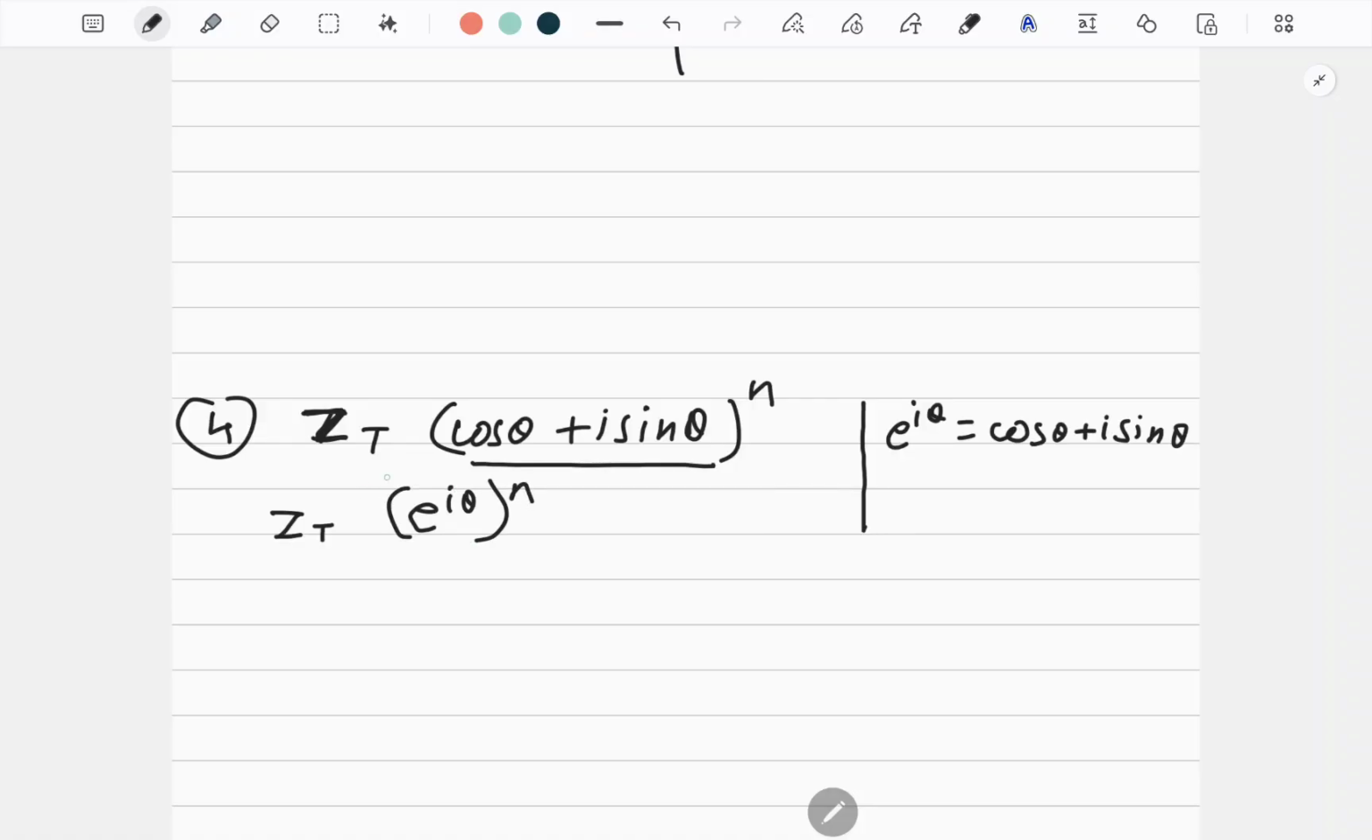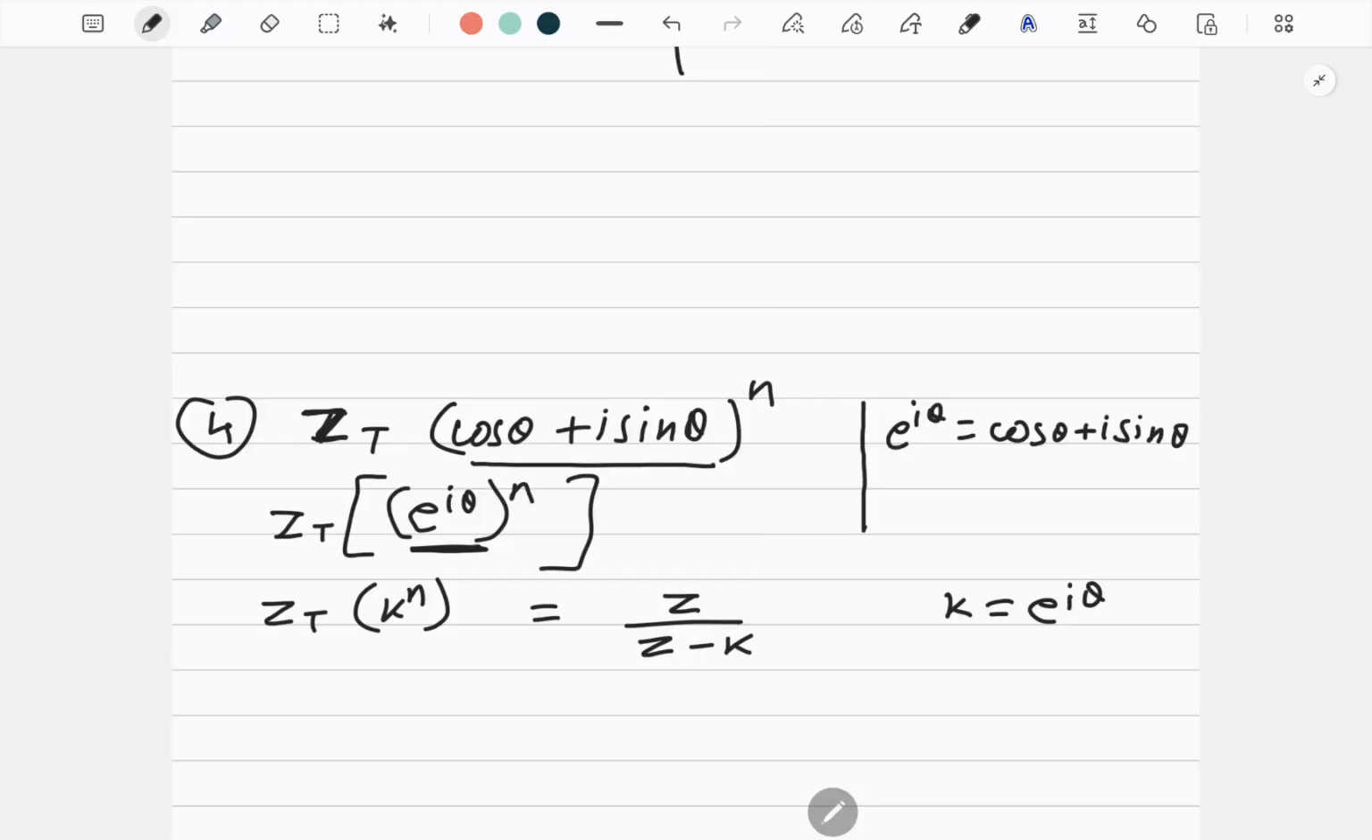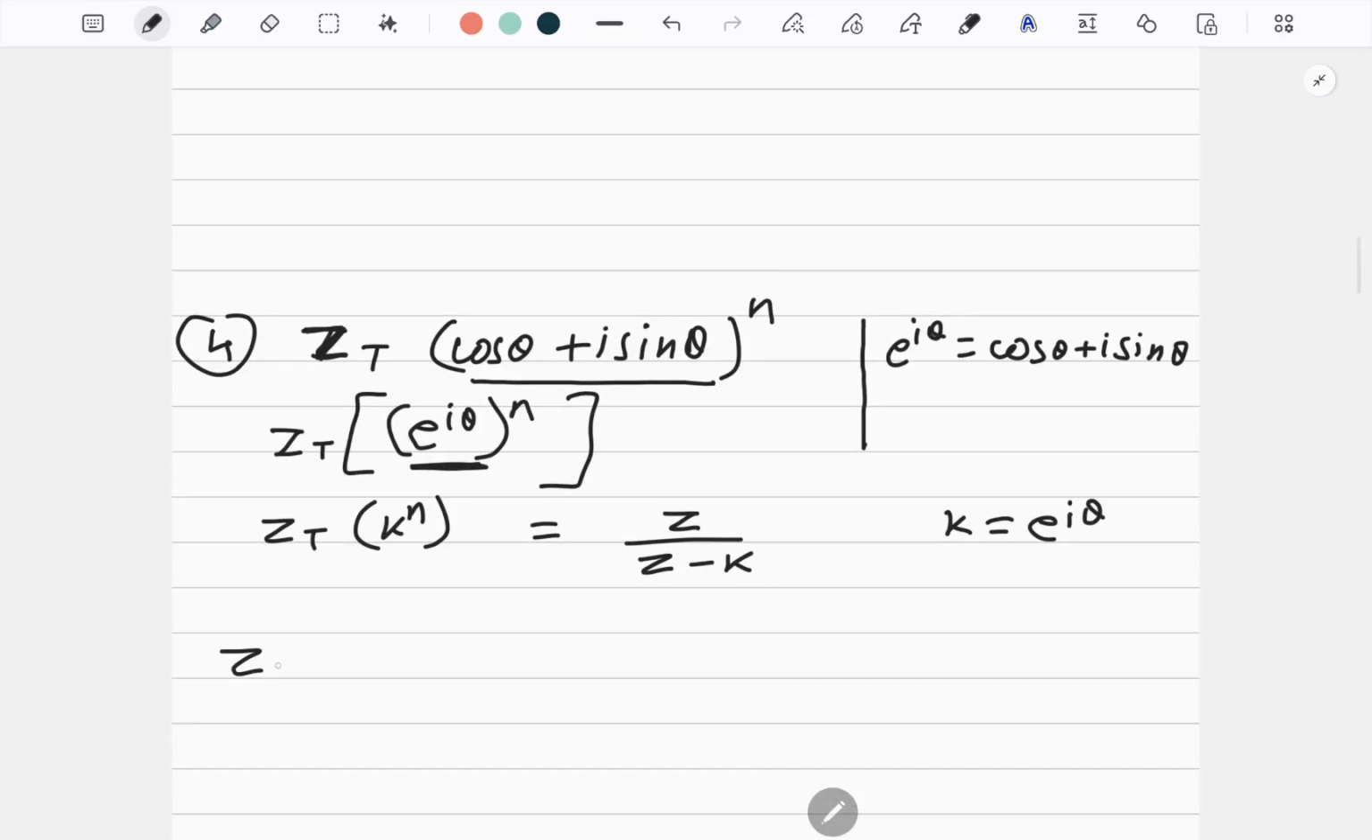Now again, what is this function? This is k. So I can use the formula z transform of k to the power n, and what is that? z upon z minus k. Right? So now I will be using the formula z upon z minus k here, where my k in this particular question is e to the power i theta. So let me substitute: z transform of e to the power i theta whole power n is equal to z upon z minus e to the power i theta, which is my answer.